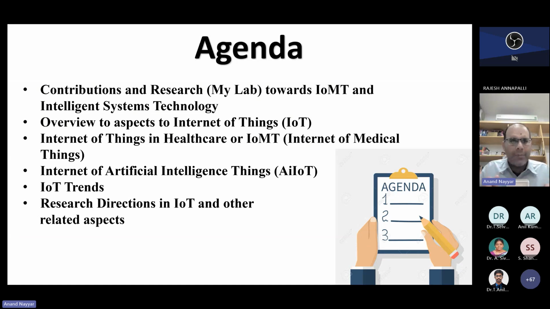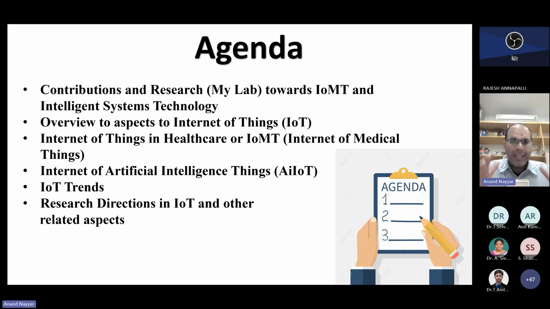So the agenda is in front of you. I will be discussing first of all my contributions, the research of my lab towards IoMT and intelligent systems technology. Then I will be telling you in depth what exactly IoT is as of 2024 and what we can expect in the next 25 days when we enter 2025, and what we can expect of the face of IoT and, of course, IoMT from 2025 onwards.